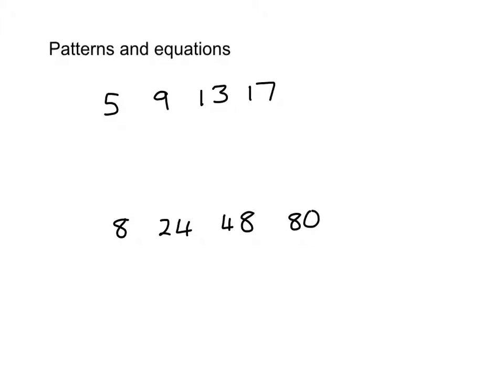Usually we have to look at what the difference is between the numbers. So we'll start here, and I like to draw these little arrows between the numbers. The differences in this first pattern, we're going up by 4, up by 4, up by 4. So you can see with that pattern we've got even steps. Each step is adding 4.